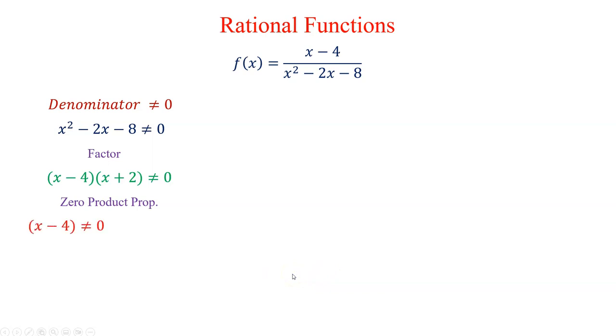So x minus 4 and x plus 2, and of course, not equal to 0. Solve both of them for x. Here I'll add 4 on both sides, ending up with x cannot equal 4. We'll subtract 2 on both sides: x cannot equal negative 2. So there's two values that are restricted from our domain.